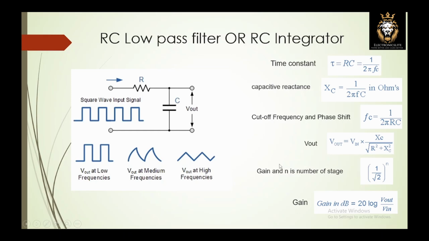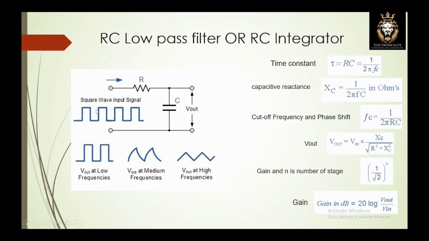Then here, the RC low pass filter or RC integrator. The RC low pass filter circuit consists of a resistor and a capacitor network. Here the resistor is connected in series, the capacitor is connected in parallel. We use here a 1K resistor and the capacitor value is 0.22 microfarad.